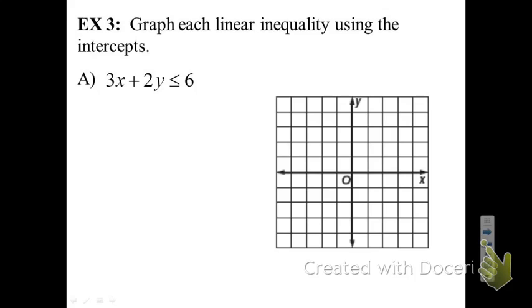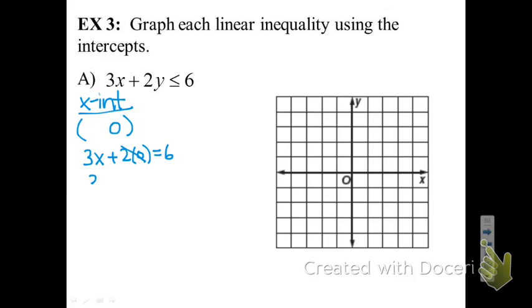Okay, our third example says to graph each linear inequality using intercepts. So I did this intentionally so that we could practice finding intercepts. To find the x-intercepts, remember that y has to be 0. So we're going to go into the equation and substitute the y was 0. And instead of solving the inequality, I'm going to replace that with an equals, only because we don't really need to use the inequality to get the intercepts.